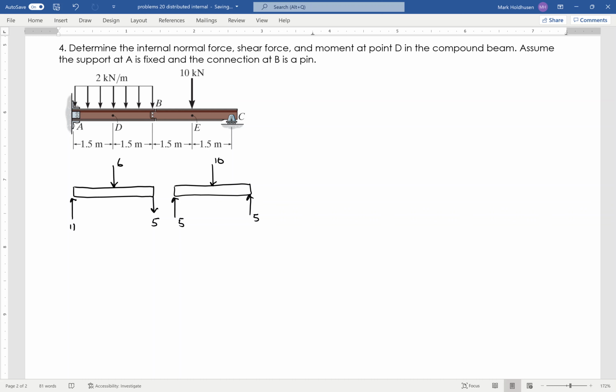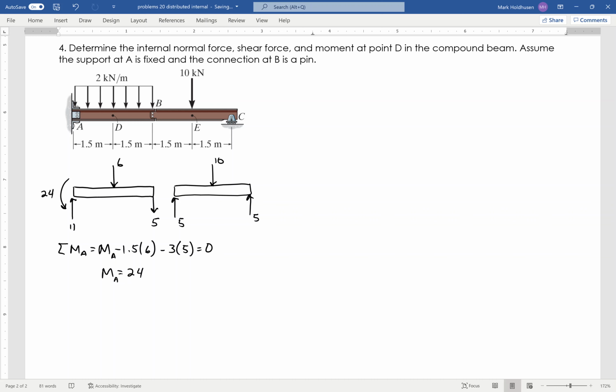And then I think I'll sum my moments. I'm going to assume that moment's in this direction; we'll find out. So I'll sum my moments about A. The 11 goes to 0, but then I'm going to have negative 1.5 times 6 and negative 3 times 5, set equal to 0. That moment at A becomes 24. So those are my reactions right there.